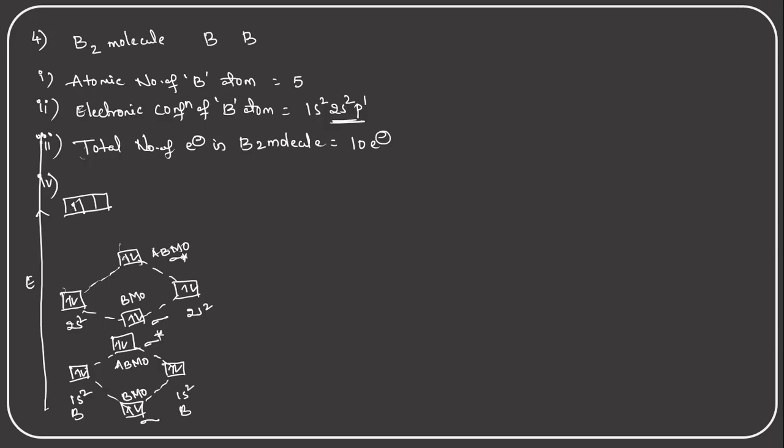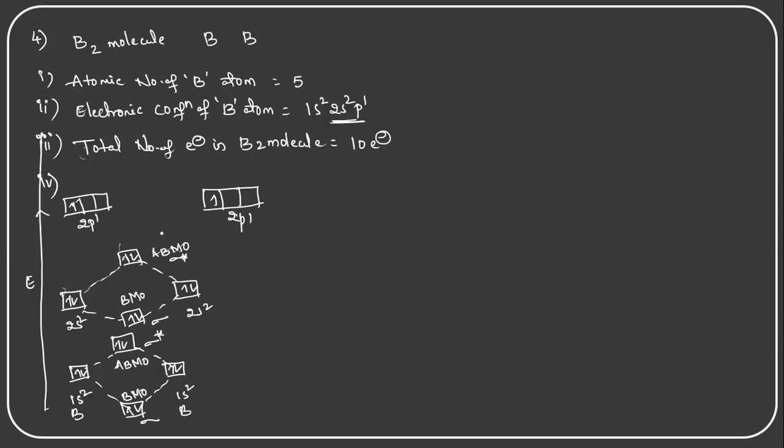And here the 2p electronic configuration I am writing: 2p1, only one electron is there in the p orbital. So, this is 1s2, 2s2, 2p1 of one boron atom, and this 1s2, 2s2, 2p1 is the electronic configuration of another boron atom. So, this is the 2p1, and how will the molecular orbitals take place?